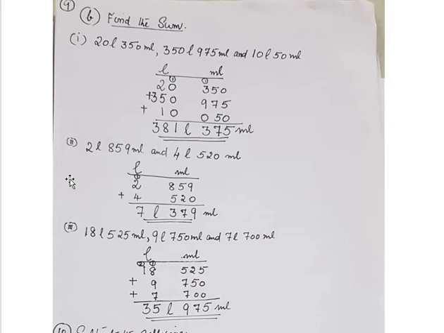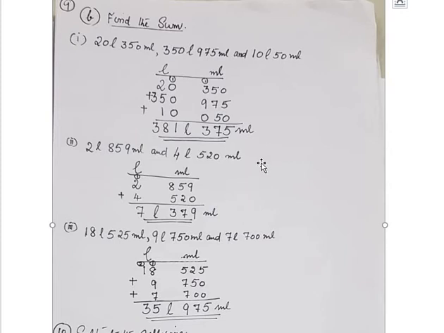Second question, 2 liter 859 milliliter and 4 liter 520 milliliter. So here it is again plus. So I arranged liter and milliliter. So arrange the number, so you can do the plus. 9 plus 0, 9. 5 plus 2, 7. 8 plus 5, 13, carry over 1, 1 plus 2, 3, 3 plus 4, 7. So the answer is 7 liter 379 milliliter.